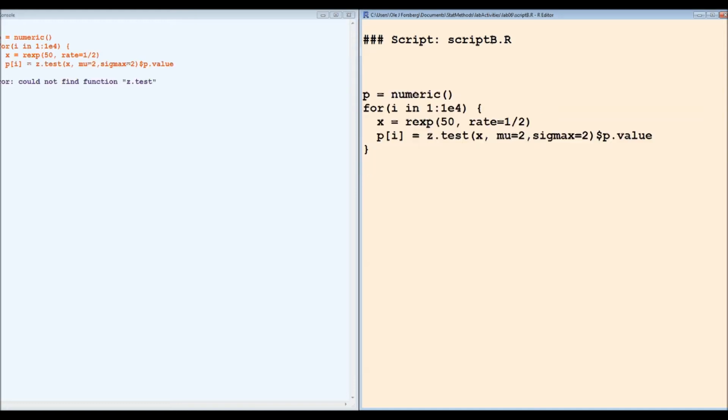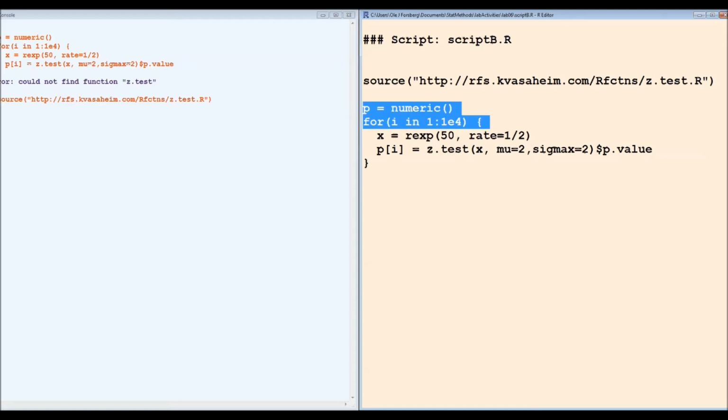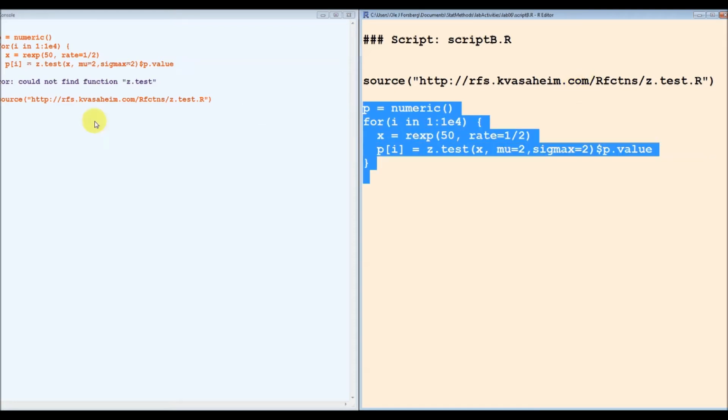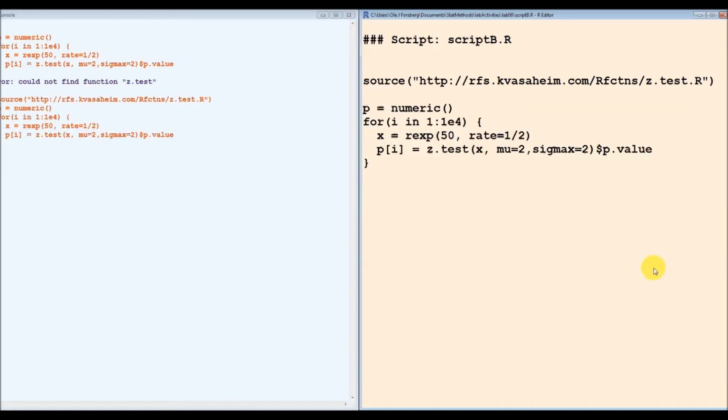I'll highlight, Control R, whoops, could not find function z.test. Remember, we have to import that function specially. We've got to source it from that website, from that directory, and that's the name of the test. So now that we've run that, and I Control R'd this, you can see over on the left. Can hit Control R again, and it's running. And for my computer, that took about 1.5 seconds. It may take longer on yours. It probably will take longer on yours.